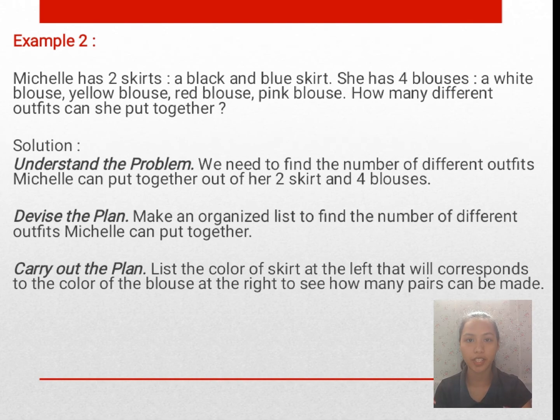First, let us understand the problem. We need to find the number of different outfits Michelle can put together out of her 2 skirts and 4 blouses. Second, devise the plan. Make an organized list to find the number of different outfits Michelle can put together. Third, carry out the plan. List the color of the skirt at the left that will correspond to the color of the blouse at the right to see how many pairs can be made.